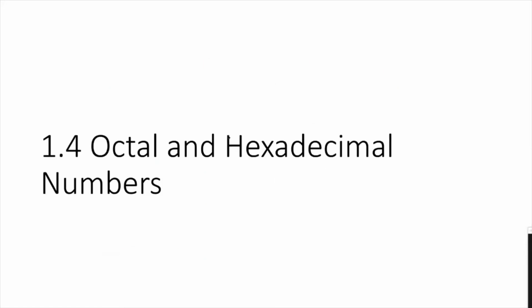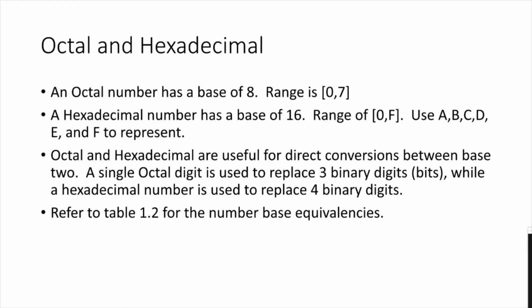Okay, octal and hexadecimal number systems. Like I said, so far we looked at binary, or base 2, and base 10, because we're familiar with base 10. An octal number, base 8, has a range 0 to 7. A hexadecimal number has a range 0 to F, because we run out of symbols after going 0 to 9. And there are shorthand or useful conversions between binary and octal.